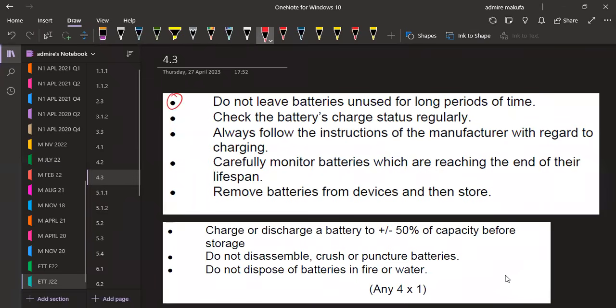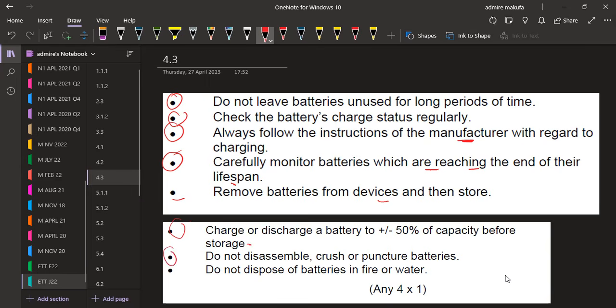The first one, do not leave batteries unused for long periods of time. Always check the battery's charge status regularly. Always follow the instructions of the manufacturer. Remember, the manufacturer's instruction is always given, and follow that instruction with regard to charging. Carefully monitor batteries which are recharging at the end of their lifespan. Then remove the batteries from devices and store. Charge or discharge a battery to plus or minus 50% of capacity before storage.